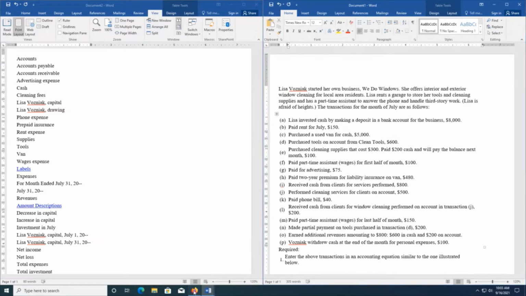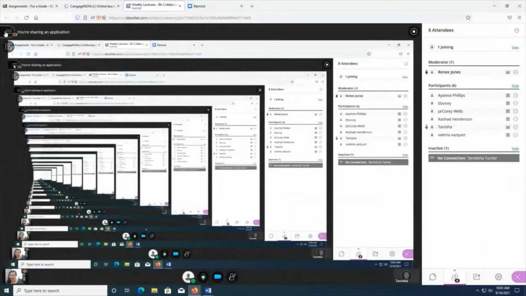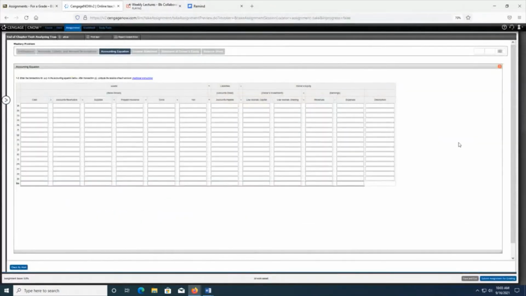So let's go back to our right here. Okay, so we're looking at this. This is the row for cash. This is the row for accounts receivable. This is the row for supplies. This is the row for prepaid insurance. If it doesn't affect these accounts, then it's going to be zero. So right now we're going to put $8,000 here. And then because it says nothing to do with accounts receivable, we're going to put a zero. Nothing to do with supplies, we're going to put a zero. Nothing to do with prepaid insurance, we're going to put a zero. Or tools, we're going to put a zero.